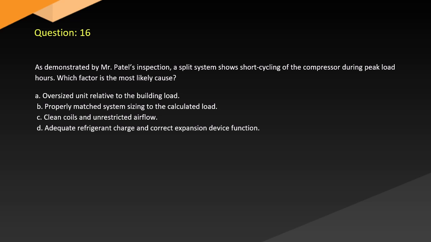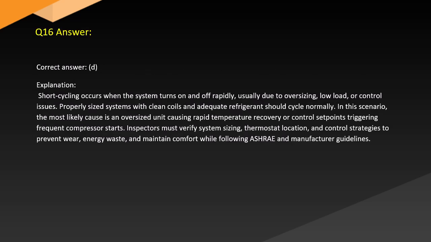C. Clean coils and unrestricted airflow. D. Adequate refrigerant charge and correct expansion device function. Answer. Correct answer. D. Explanation. Short cycling occurs when the system turns on and off rapidly, usually due to oversizing, low load, or control issues. Properly sized systems with clean coils and adequate refrigerant should cycle normally.